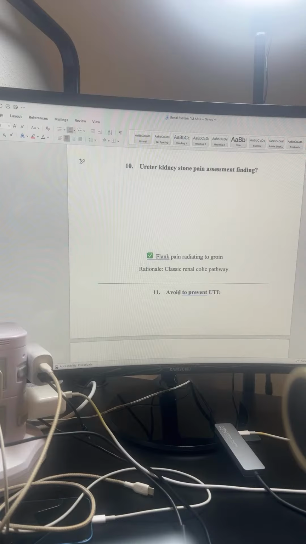What are some things you can avoid to prevent UTIs? So if you're teaching a patient, what are some things you can teach your patient to help with preventing UTI?